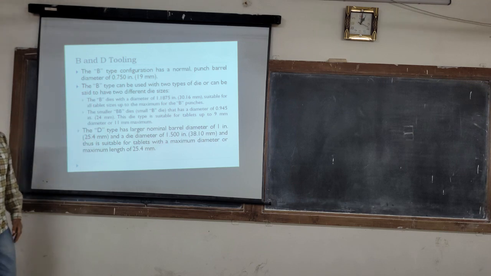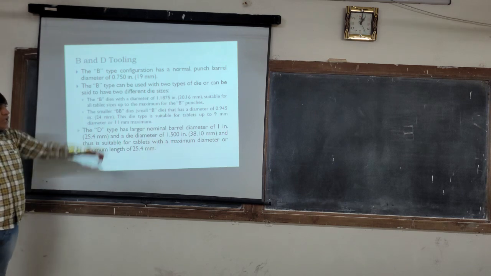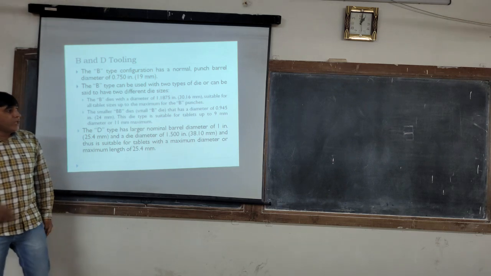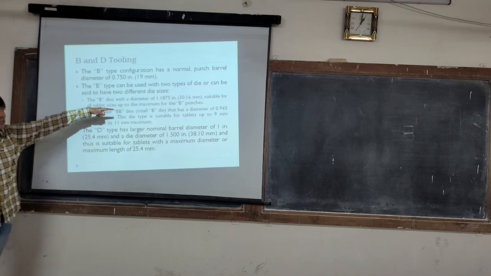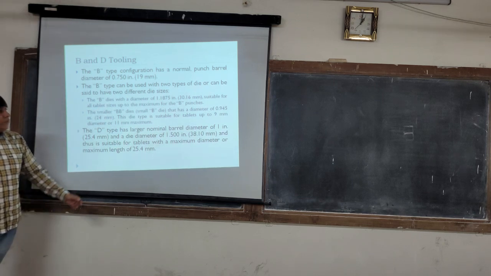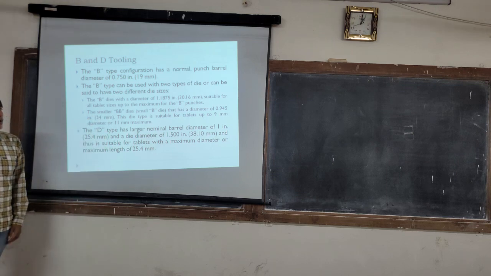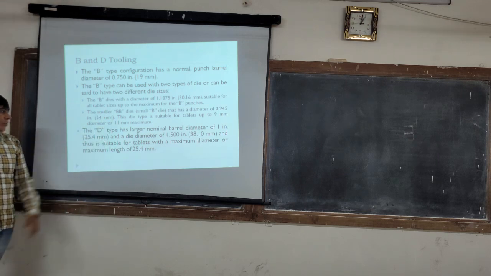The B type can be used with two types of die, or can be said to have two different die sizes. The B dies with a diameter of 1.1875 inch, that is 30.16 mm, are suitable for all tablet sizes up to the maximum for B punch. And the smaller, that is BB dies, have a diameter of 0.974 inch, that is 24 mm, and this type is suitable for tablets up to 9 mm diameter or 11 mm at the max.